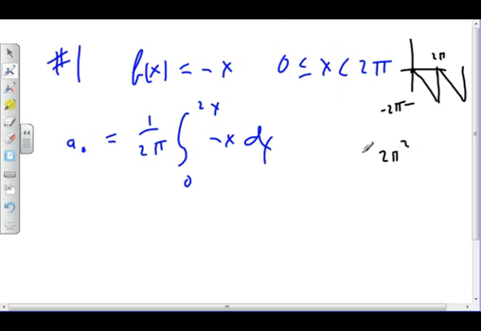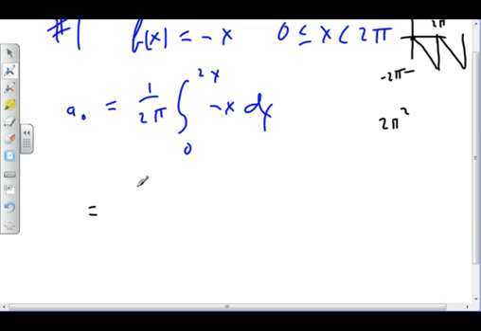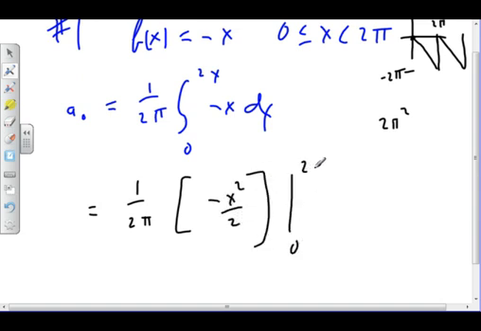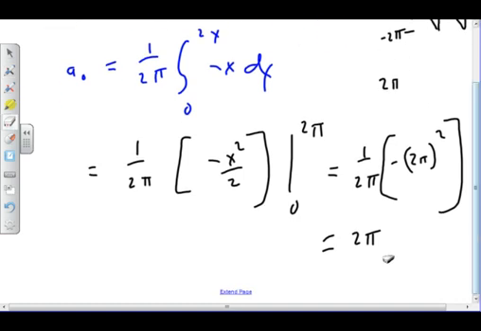2 pi squared. So I better get that as my answer for this integral, otherwise I'm not going to be happy. But I'm not going to go back and find my mistake if I don't get it. I just won't be happy. Which doesn't really matter if I'm happy or not, right? 1 over 2 pi, and that's minus x squared over 2, evaluated at 0 and 2 pi. So I'm going to have 1 over 2 pi times minus 2 pi squared, minus a 0, so that goes away. It looks like this is going to be 2 pi. And why it's not 2 pi squared, I don't know, but we'll let that be. So A0 is going to be 2 pi.